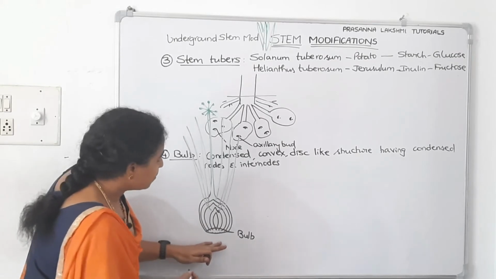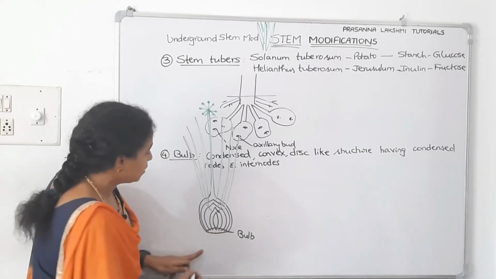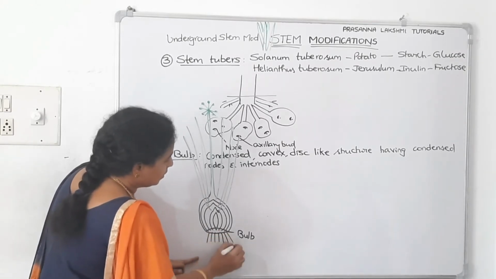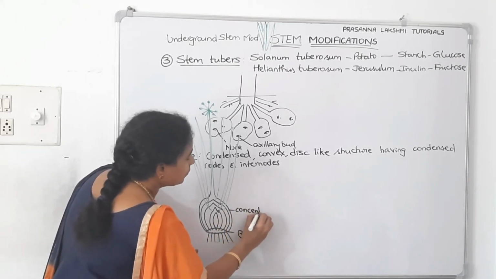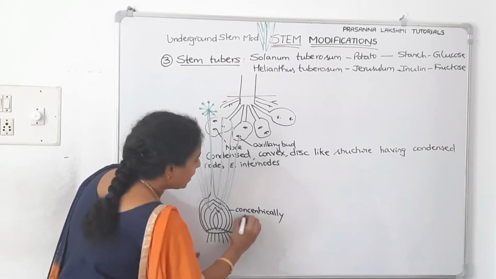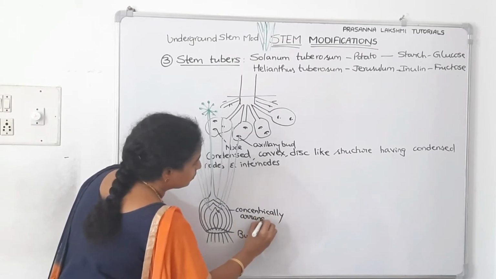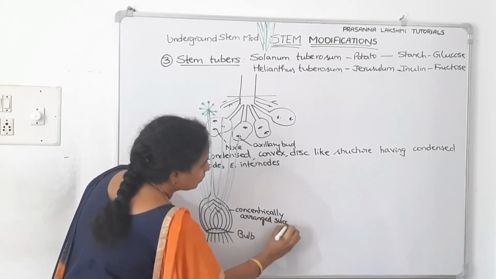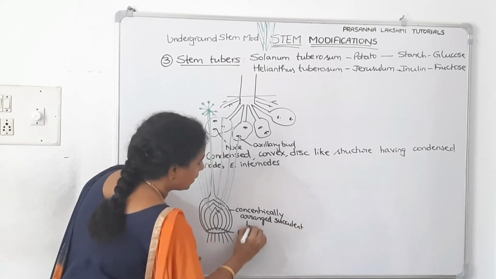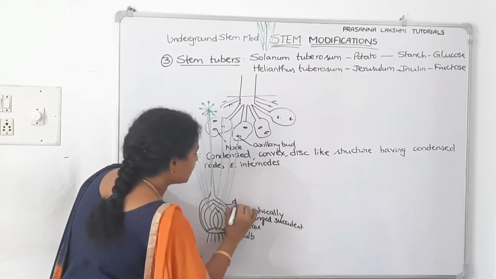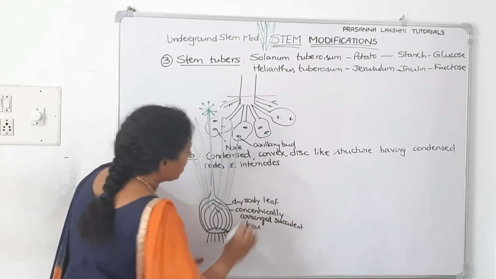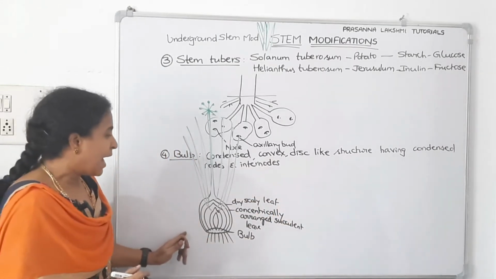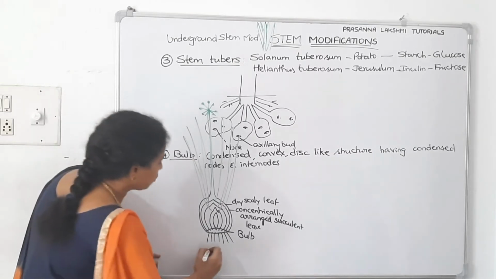So this is a bulb which is a condensed stem. It is having nodes and internodes. It has adventitious roots, and these are concentrically arranged succulent leaves. And this is dry scaly leaf. Okay, so this is bulb, and it is having a membrane, so it is called tunicated.